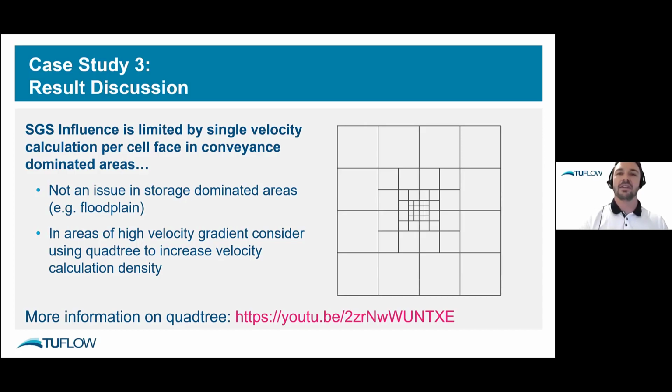It's about a 10-minute presentation where I talk through how quad tree is implemented within TUFLOW, but then also how it impacts result accuracy and also simulation speed for, I think it was just two test cases there. One was an urban one, and then one was a broader floodplain scenario.